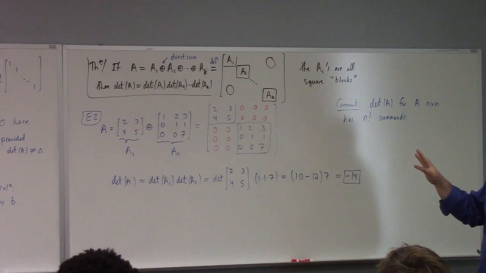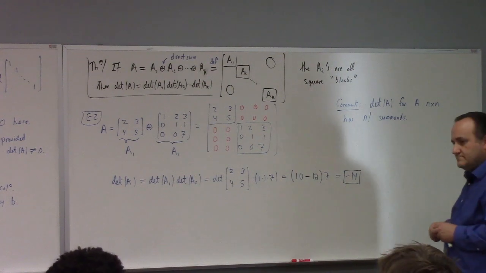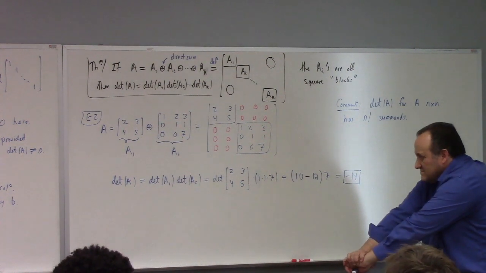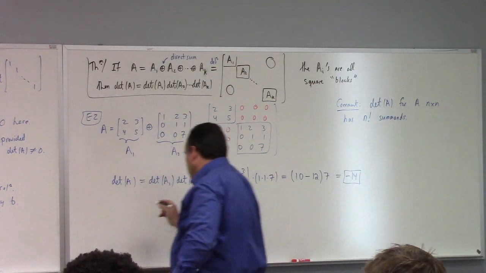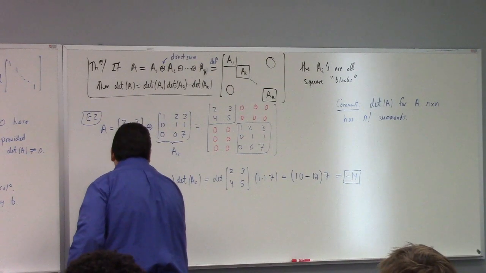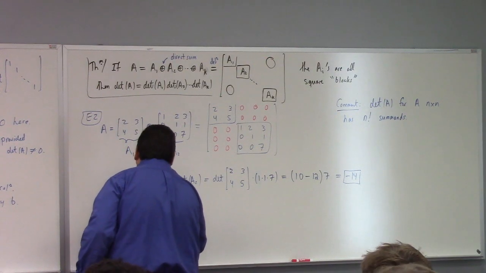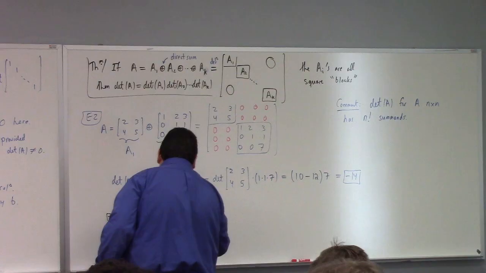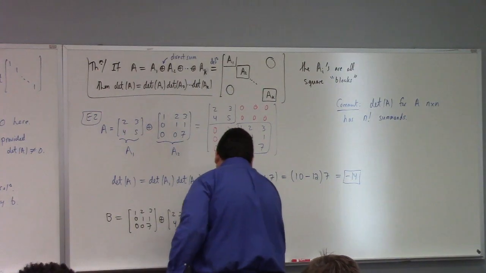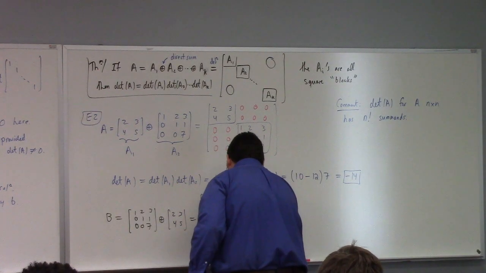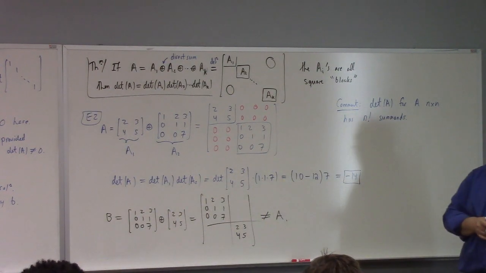Using properties is super important. It helps us get through calculations which we could otherwise not really have hope. So I noticed in this example the direct sum is commutative. Is that generally true? The direct sum is not commutative. If I have B is equal to 1, 2, 3, 0, 1, 1, 0, 0, 7, direct sum 2, 3, 4, 5, that is this matrix. And this matrix is not equal to A. Direct sum is not commutative.